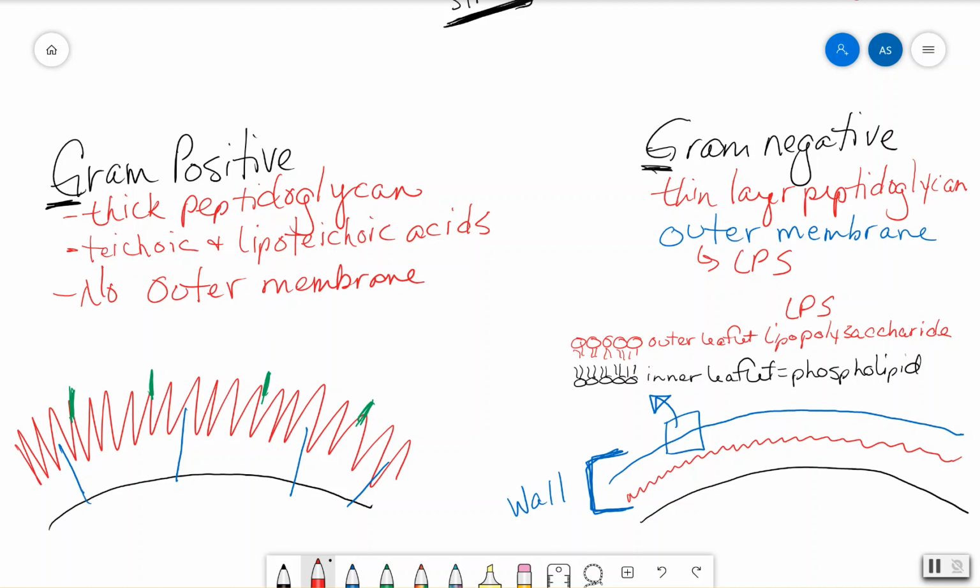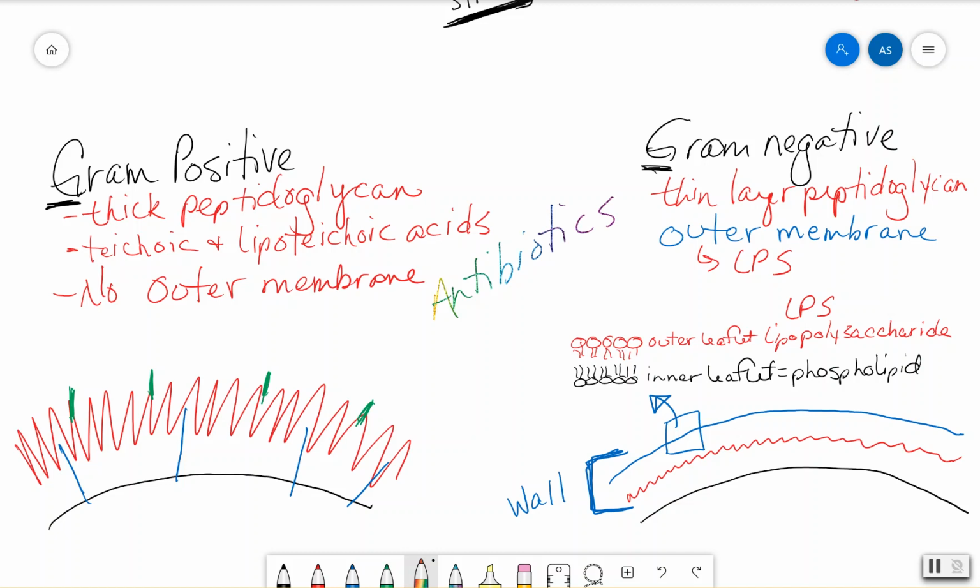And the gram-negative cell has a thin layer of peptidoglycan with an outer membrane that contains LPS. Now, hopefully at this point you're asking yourselves why this is important. So the reason we need to know if something is gram-positive or gram-negative, reason number one, is for prescribing the appropriate antibiotics. Some antibiotics work by disrupting the integrity of the peptidoglycan, causing the cell to rupture and die.